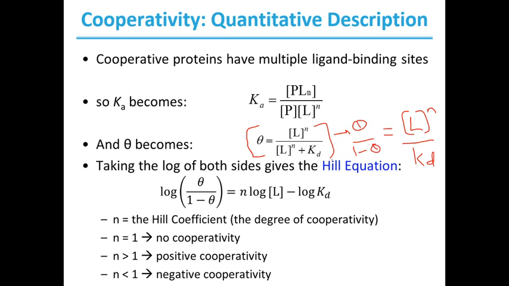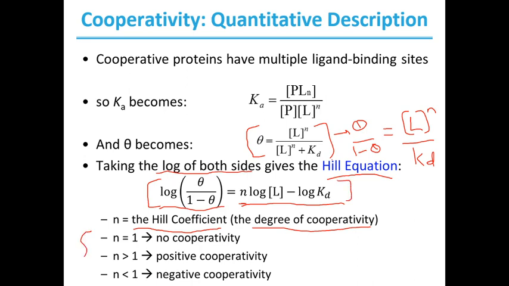One of the very reasons why we divided by 1 minus theta is to simplify this equation. Now, taking log on both sides, we get log theta divided by 1 minus theta is equal to n log L minus log Kd. And this is called the Hill equation. One of the important parameters of a Hill equation is n, that is the Hill coefficient, and it dictates the degree of cooperativity. Please remember this equation, that is log theta over 1 minus theta is equal to n log L minus log Kd.